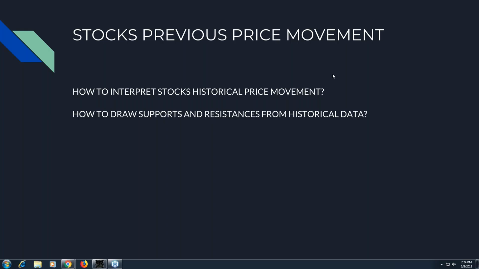We're going to be talking about an important concept, which is predicting stock prices based on the historical price movement. Stock prices respect their historical values, and they do experience support and resistance from the same point time and again.